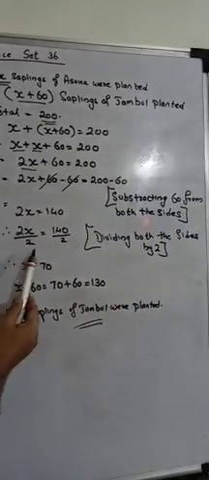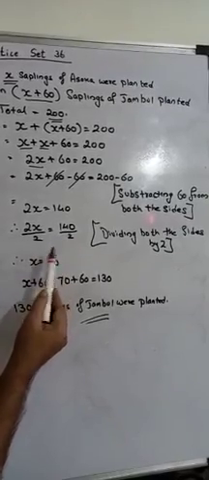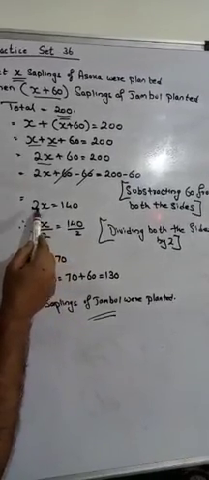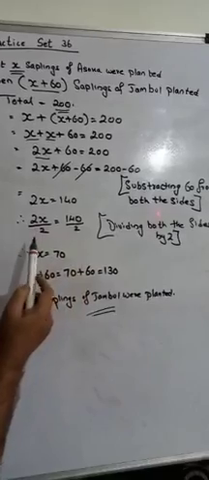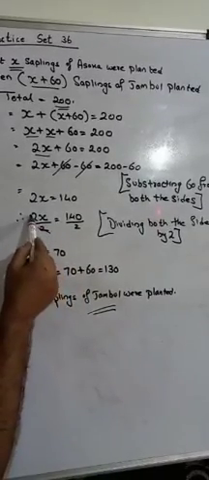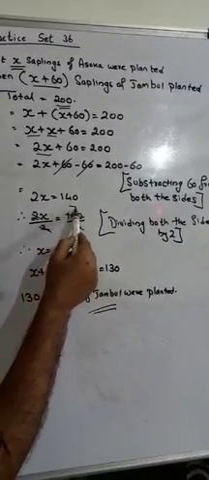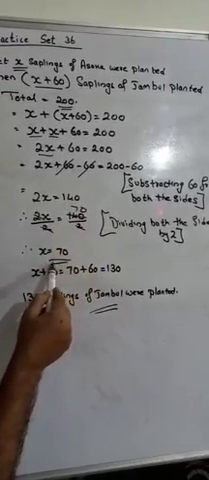2x upon 2 is equal to 140 upon 2. We are going to divide by 2 on both sides, left hand side and right hand side. So 2x upon 2 cuts, and 140 upon 2 is 70. So x is equal to 70.